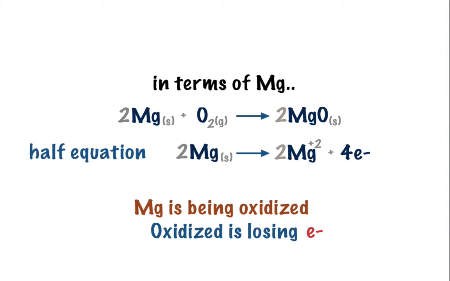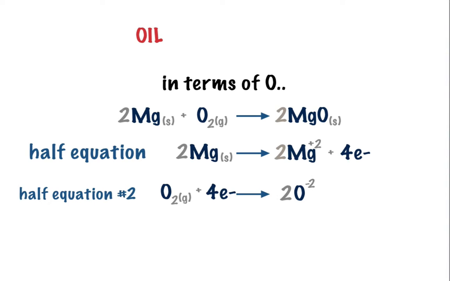So to be oxidized, oxidized is always losing an electron. Okay, so OIL, oxidizing is losing, or oil. Okay, so that's the first half of our mnemonic. Now let's get our second half. And to get our second half, we're going to look at the second half equation.